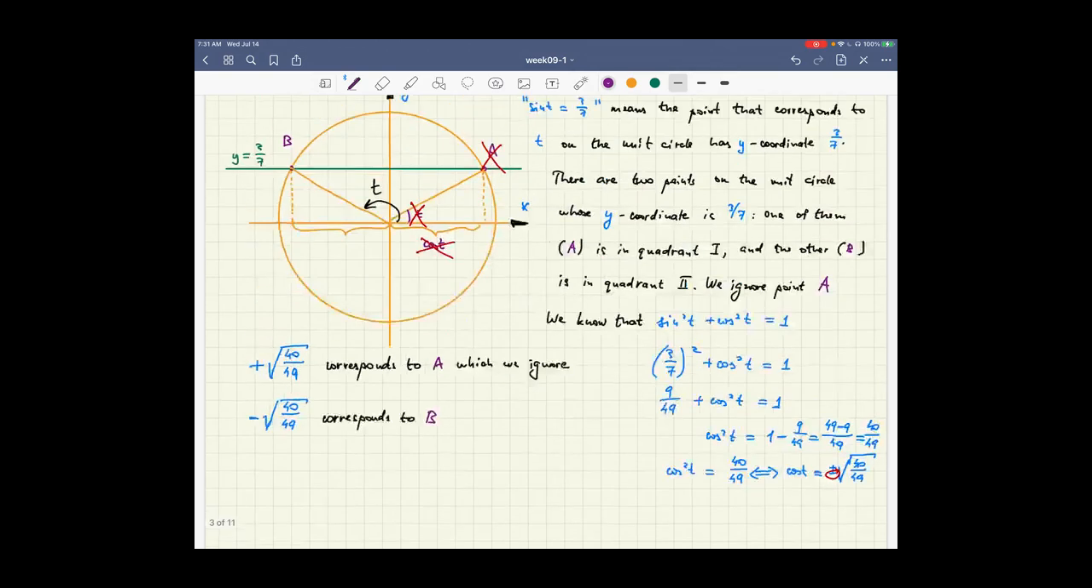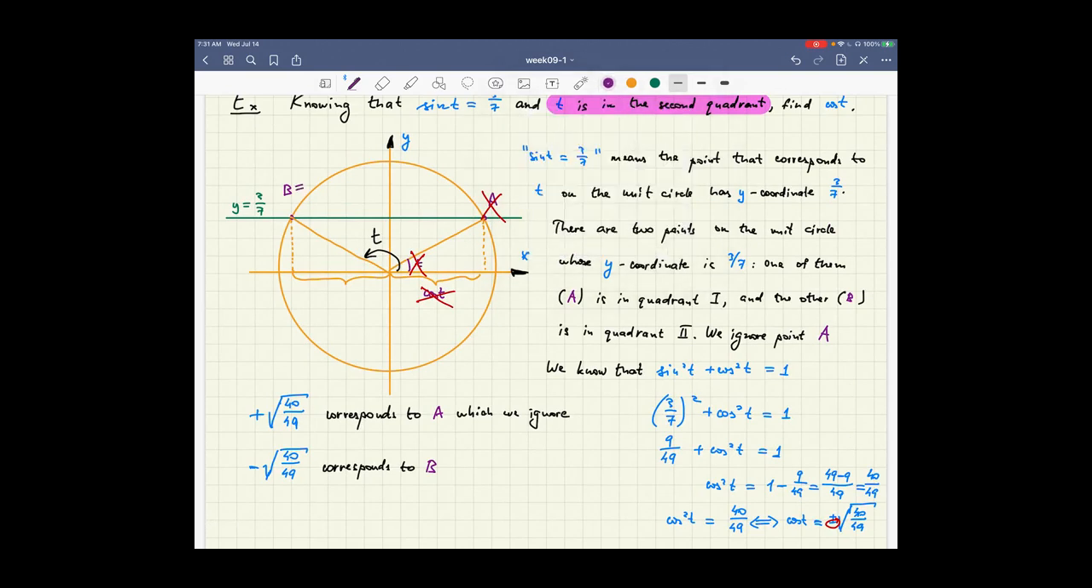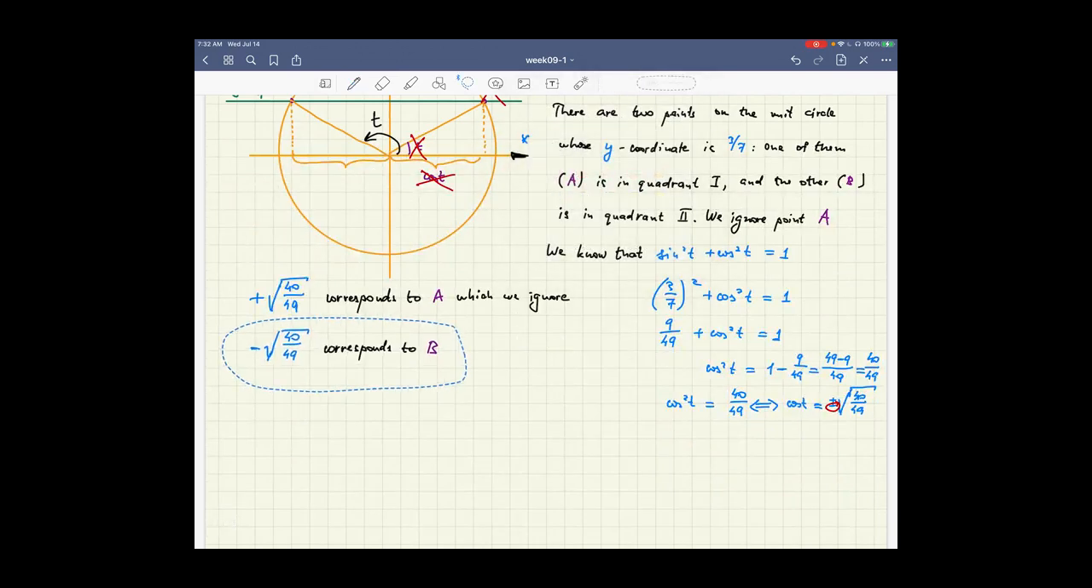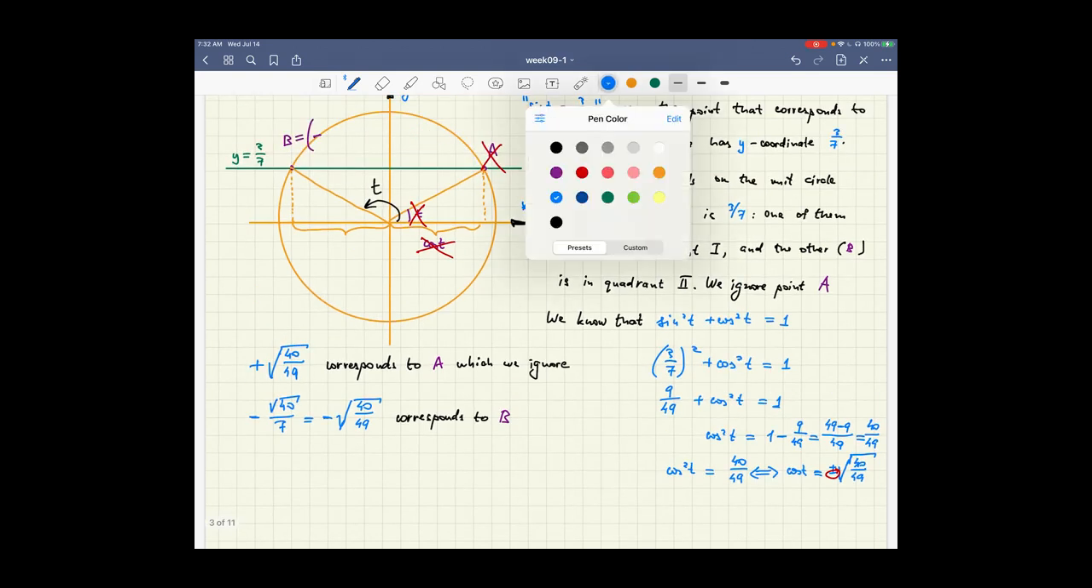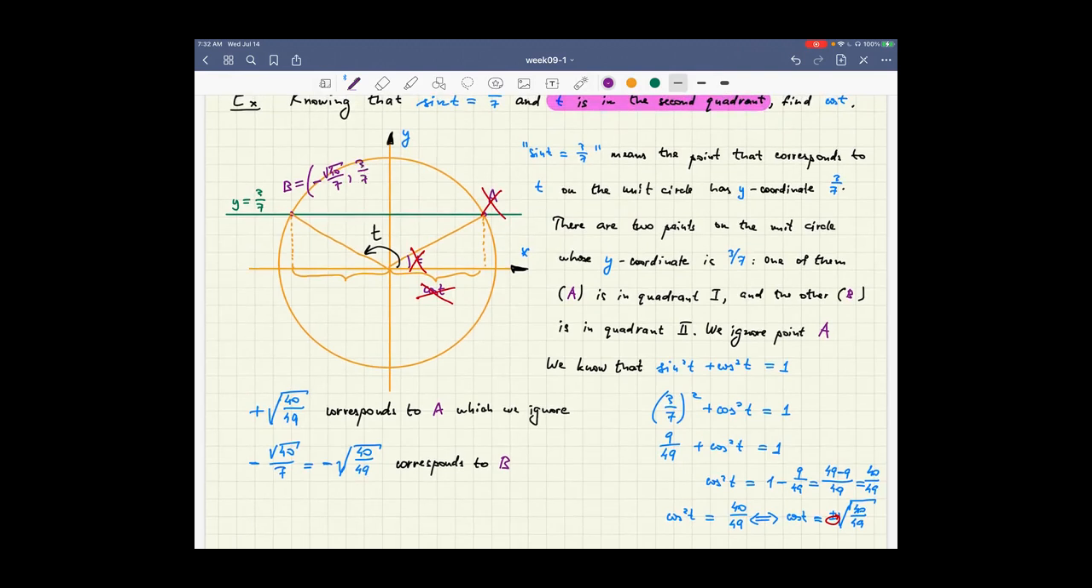So the coordinates of point B are negative 40 over 49, which is, by the way, negative root 40 over 7. So B has coordinates negative root 40 over 7, comma, 3 over 7.